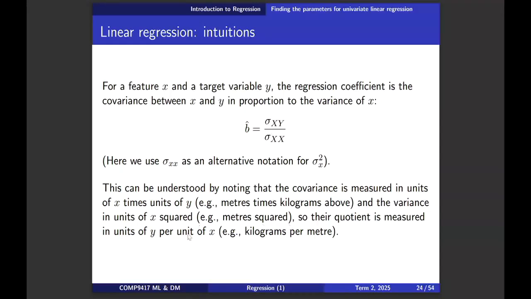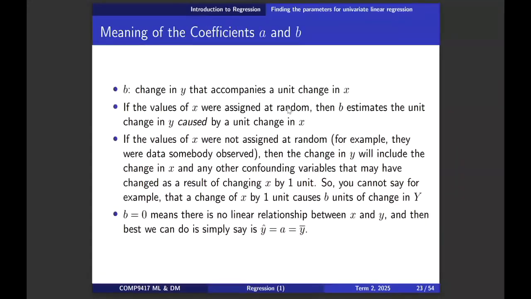Those are the units. So the covariance is in meters times kilograms. The variance is in meters times meters, meters squared. And then if we think about their ratio or their quotient, that's units of y per units of x, kilograms per meter. And that goes back to what we said, right? The change in y that accompanies a unit change in x.